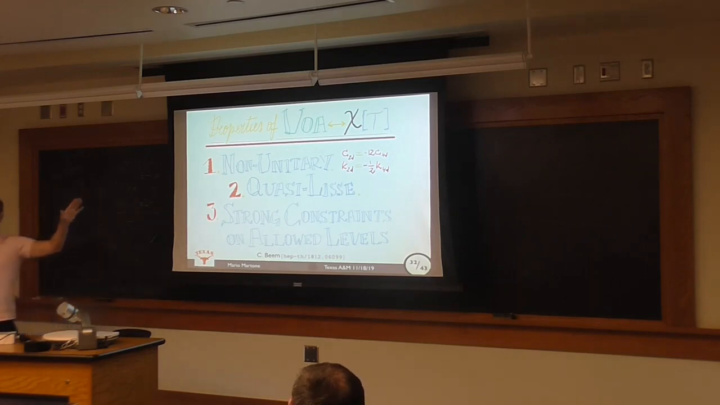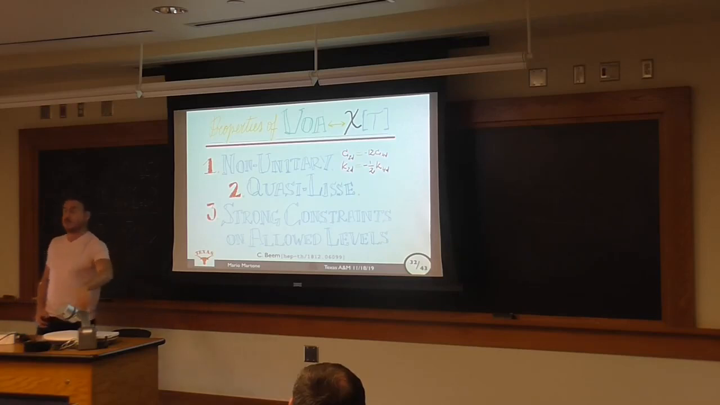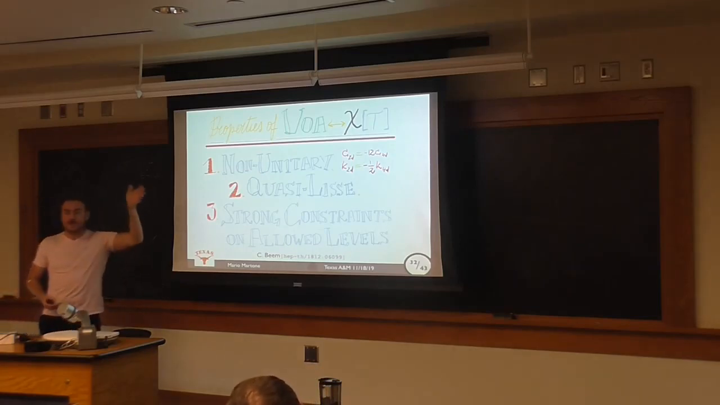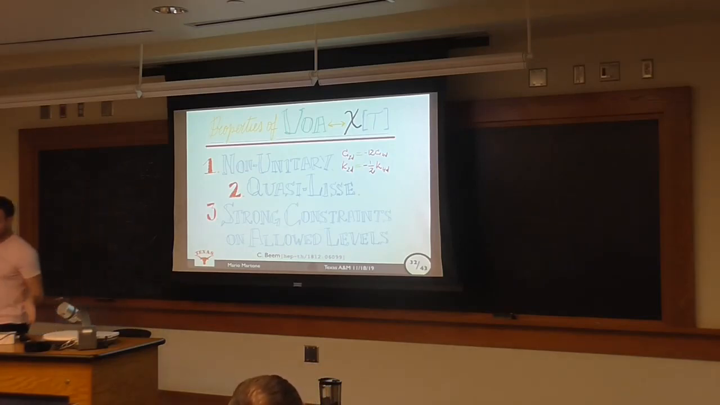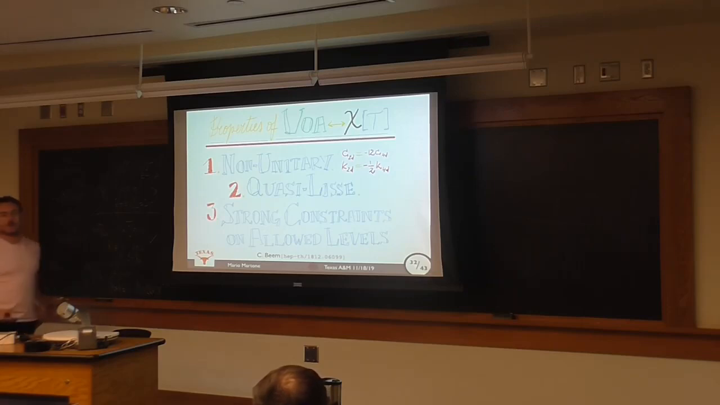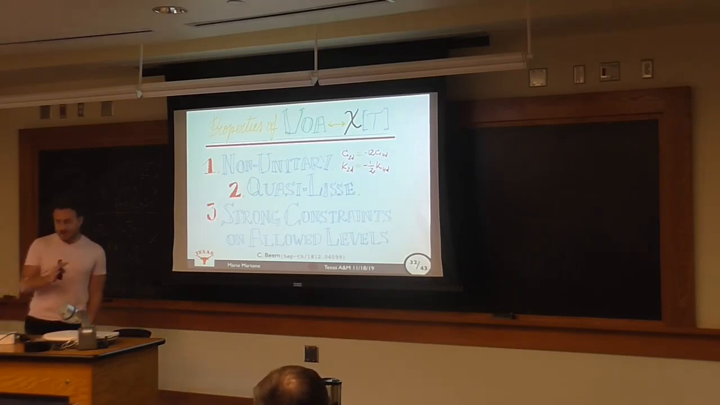Okay, if your theory has a flavor symmetry, then the VOA that you get in two dimensions also has an affine flavor symmetry, so an affine current. Your flavor algebra translates to an affine flavor algebra. Yes, precisely, there is an infinite enhancement. I think it's a conjecture, but it's believed to be true.